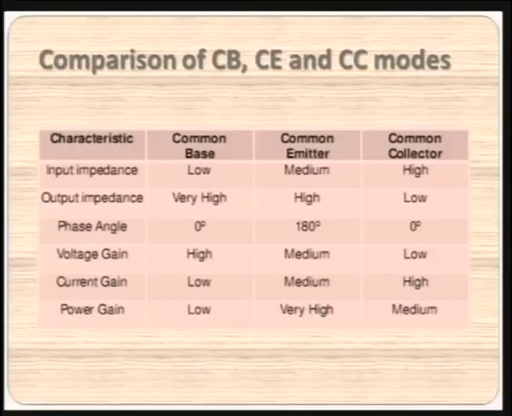Let's have a look at the comparison table. It's very nicely represented. Here in this column they have taken all the characteristic features like input impedance, output impedance, and the phase angle between the input and output waves. Actually this phase angle we will elaborately discuss when we consider the transistor as an amplifier. We are yet to develop the concepts of transistor as an amplifier. In the upcoming lectures we will take it up, but right now it gives us some idea.